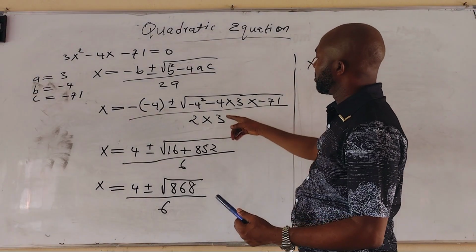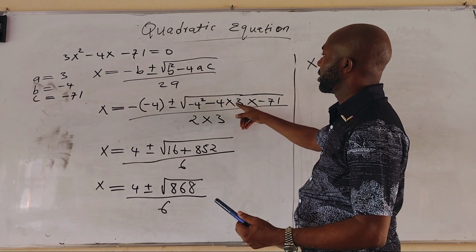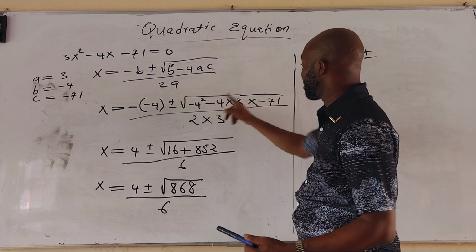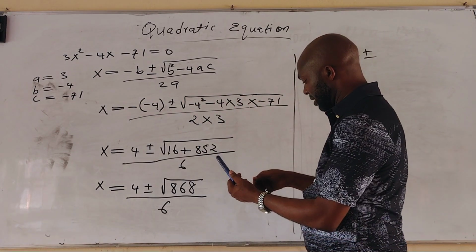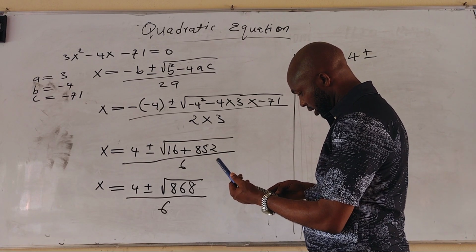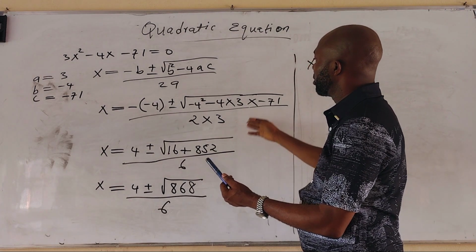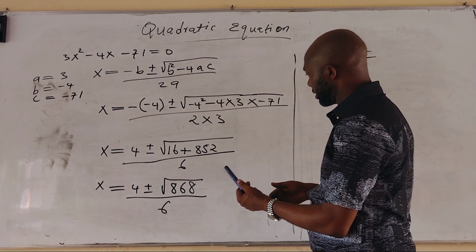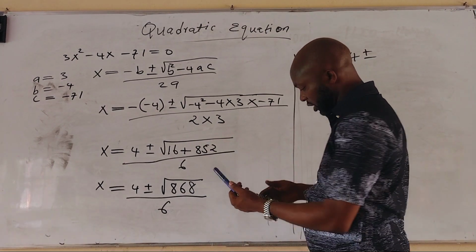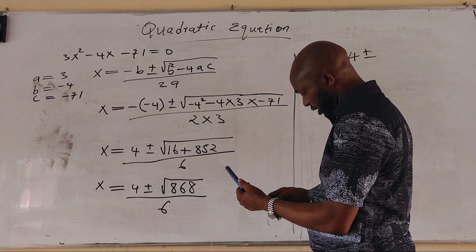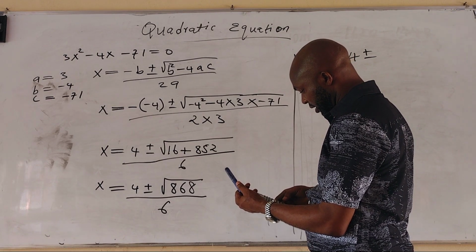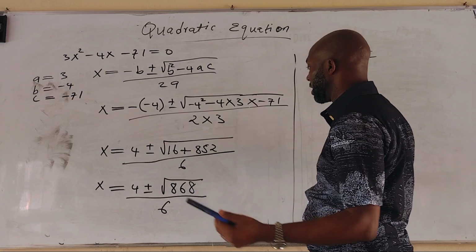Alright. 4AC: A is 3, C is minus 71, and minus times minus gives us plus. 4 times 3 times 71 again is 852, plus the square of B, which is 16. That will give us 852 plus 16, that will give us 868. Okay, the root of that is 29.5, so we'll take that.